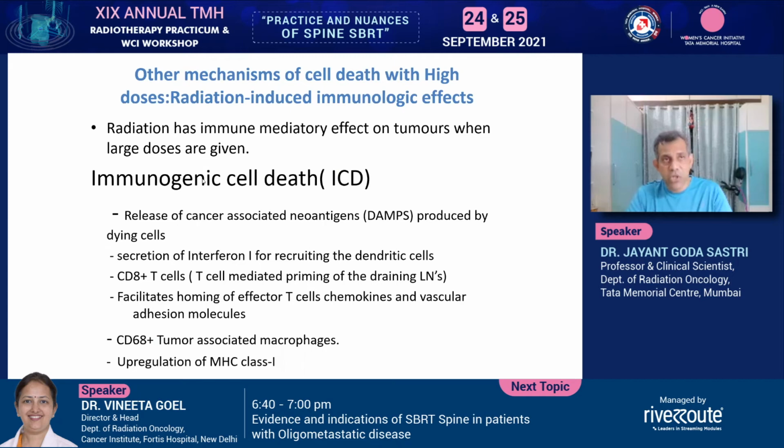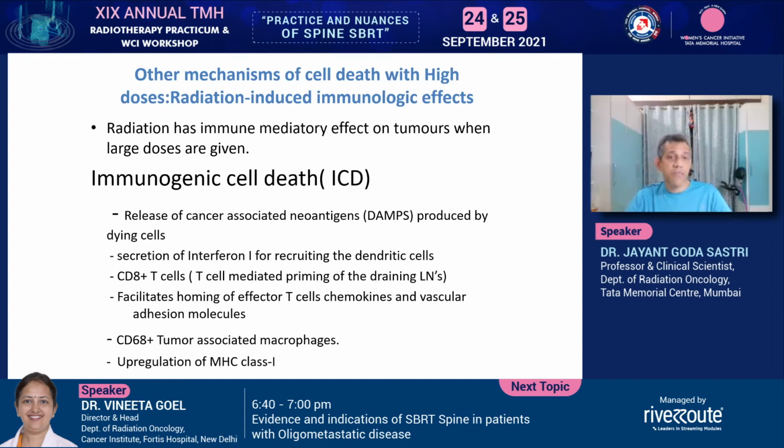Apart from the vascular damage, there is another important mechanism of cell death with high doses of radiation, which is called the radiation-induced immunologic effect. Radiation has an immune-modulatory effect on tumors when given at very high doses, and this is called immunogenic cell death.